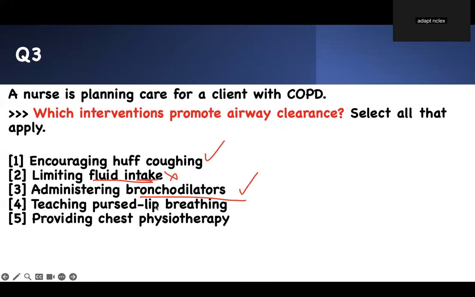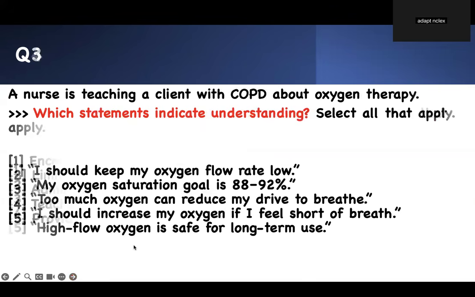Teaching pursed-lip breathing is for what? Prevent air trapping. It's not clearing secretions, right? The word is clearance, airway clearance. Providing chest physiotherapy is going to help clear your airway. Therefore, 1, 3, 5 are your right answers. Did you get that right? I hope you did. Based on the content, you should be able to do that.